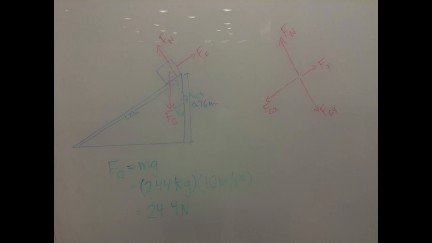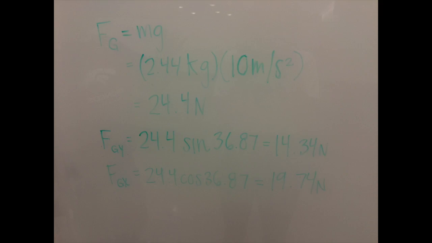The force of gravity is mass times the acceleration due to gravity, so we get that the force of gravity is 24.4 newtons. We find that the force of gravity in the y direction is 14.34 newtons, and in the x direction it's 19.74 newtons.